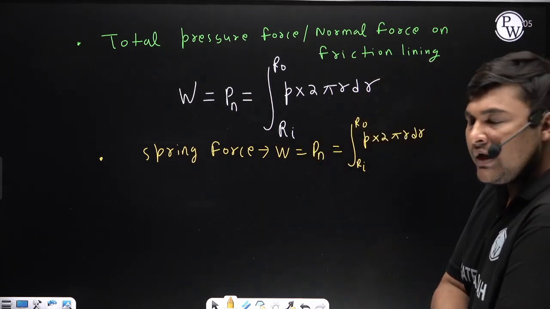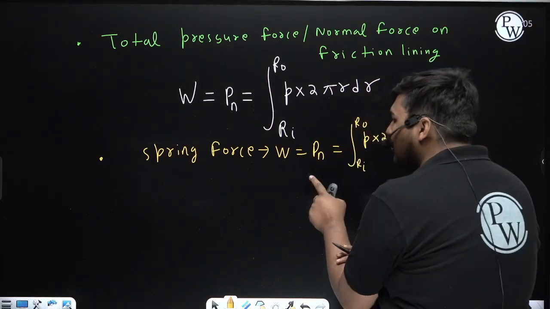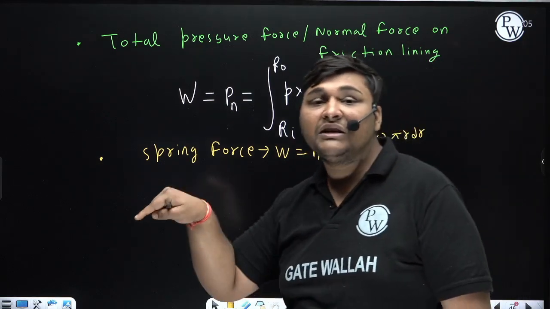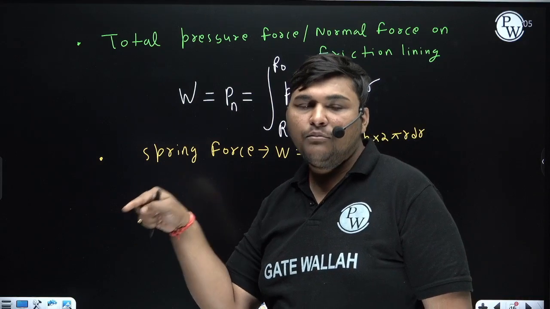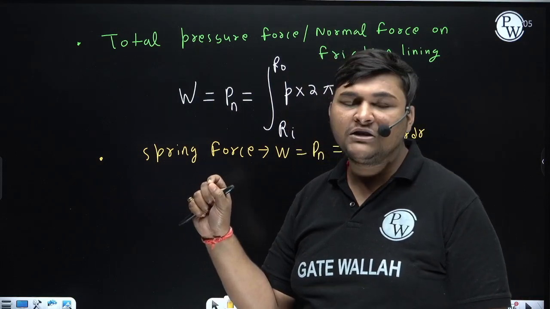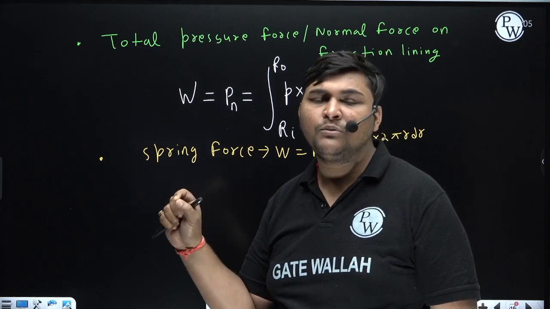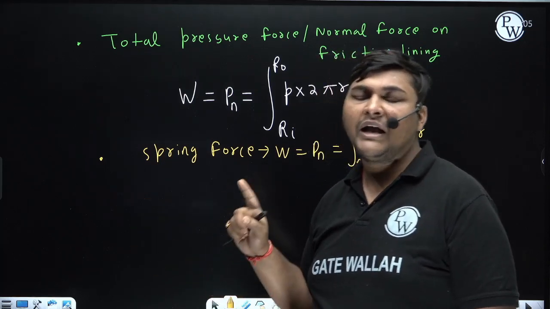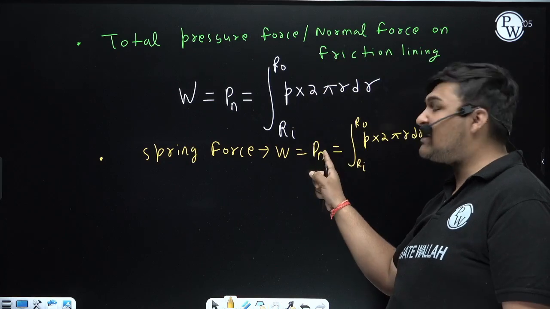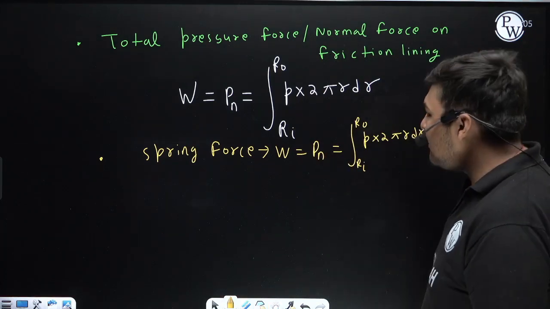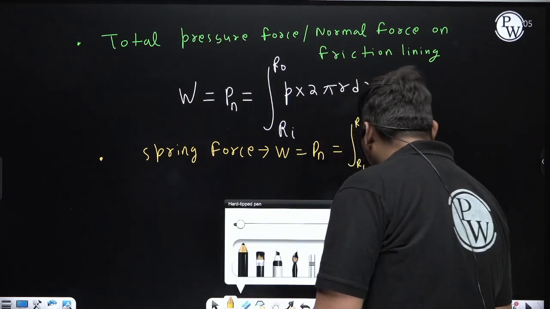Okay. So here it is total pressure force, but most importantly it is spring force. Because here spring force is important, because it is our input effort. Because to engage the clutch plates A and B, the spring force which is acting, or the axial force which is acting, is W, where expression of W is important, which is same as total pressure force, whose formula is this. Now what will be the expression of total torque transmitted?